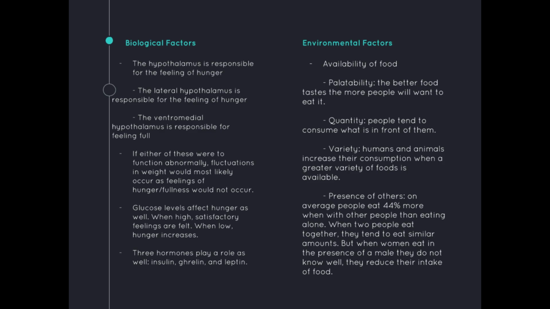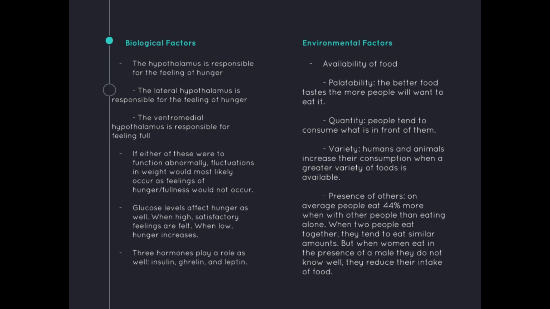So if you have a large quantity of food in front of you, you're going to eat more. It's very, very applicable in different situations. Basically, smaller portions, less amount of food consumed. Larger portions, more amount of food consumed. Also, another environmental factor is variety. Humans and animals increase their consumption when a greater variety of foods are available. Basically just like quantity, but different varieties.